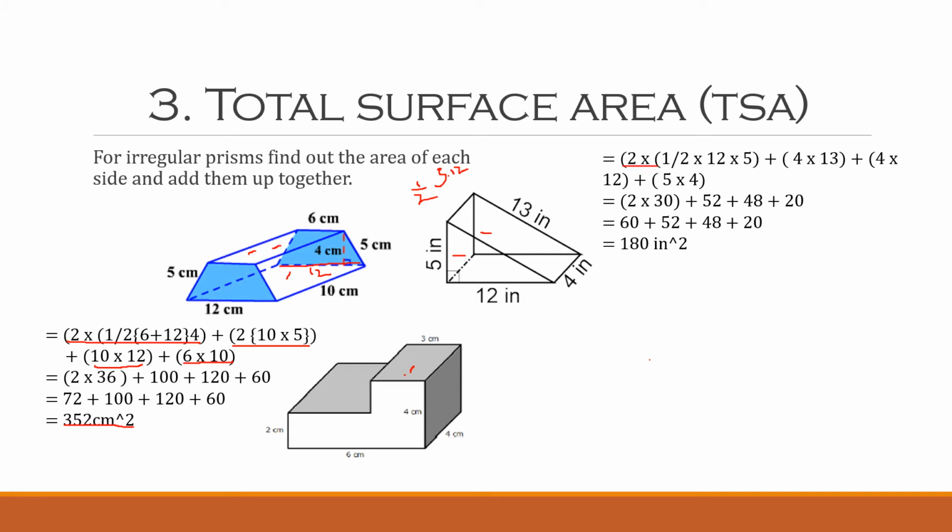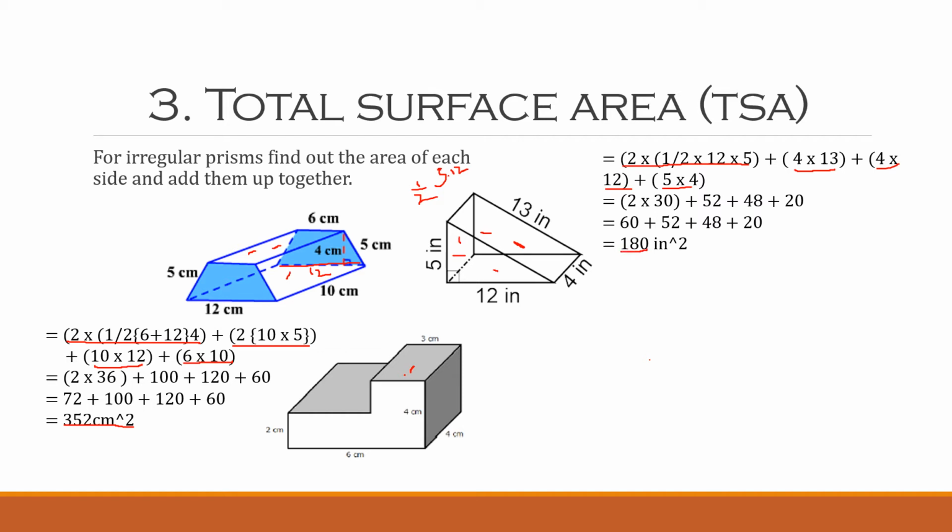So this part gives us the area of both of our triangles. Then this gives us the area of this top rectangle. Then 4 into 12 gives us the area of the base triangle. And then this side triangle's area is 5 into 4. So the total of it is 180-inch square.